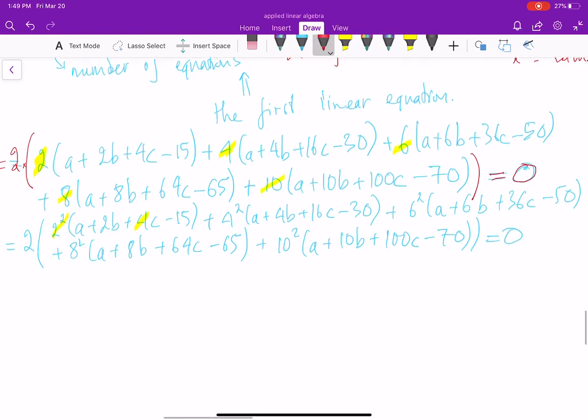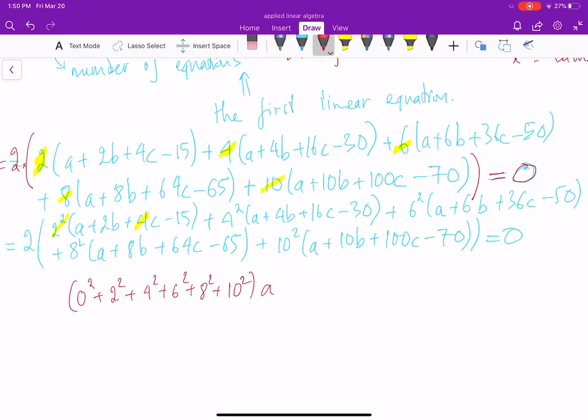So let's find the coefficient of a. The coefficient of a looks like 0 square plus 2 square plus 4 square plus 6 square plus 8 square plus 10 square. Let's say I'm talking about the third equation. The second equation will be the same. And that is the coefficient of a.